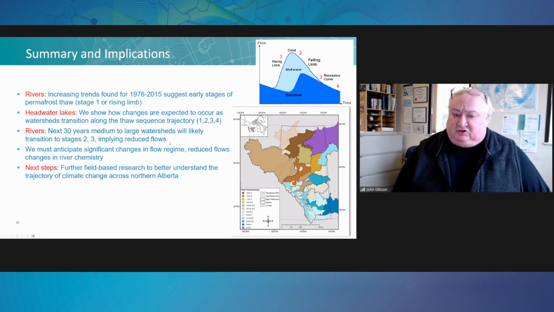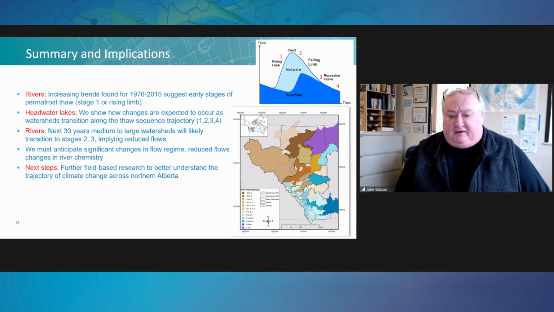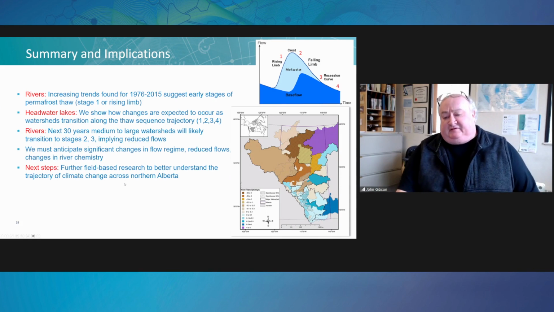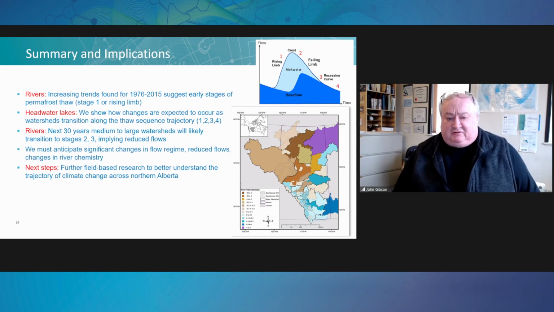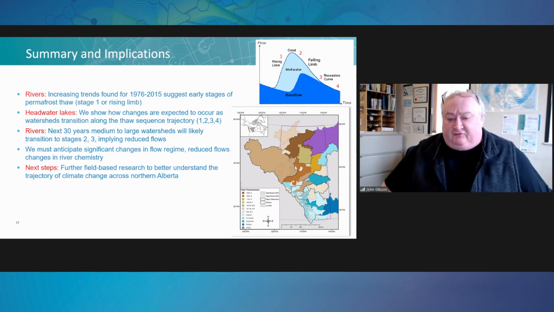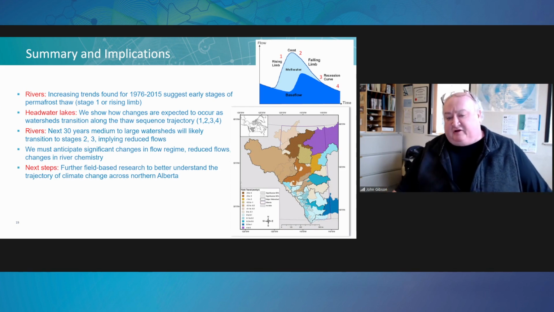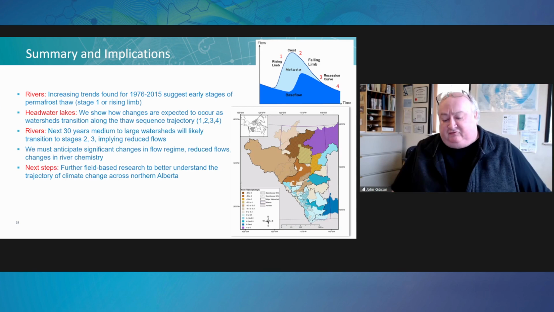So that's going to change not only the flow regimes, but also the geochemistry, as we've shown. So we must anticipate this, and it's one of the direct impacts of climate change on our water resources in Alberta. So as Francisco mentioned, we plan to do further field-based research to better understand the trajectory of climate change across the entire region of northern Alberta. Thank you.